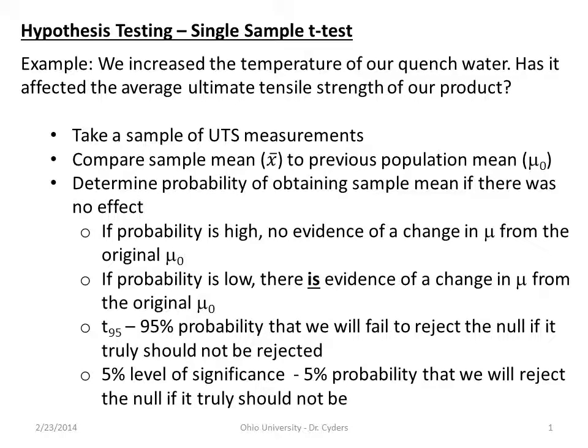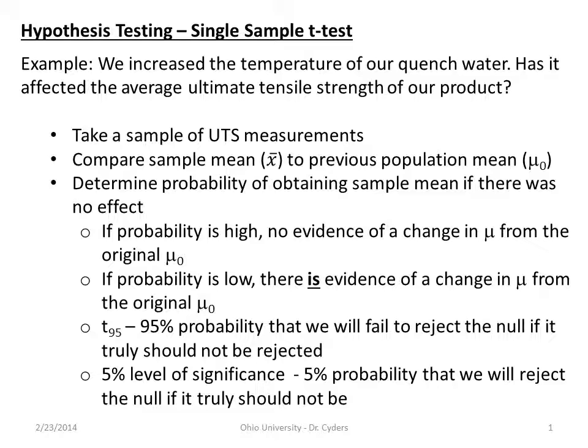The 5% level of significance is kind of saying the other thing. It's a 5% probability that we will reject the null if it truly should not be rejected. So if we use a 5% level of significance, that establishes the probability that we are incorrectly rejecting the null. And so you just denote, okay, am I all right with a 5% level of significance?